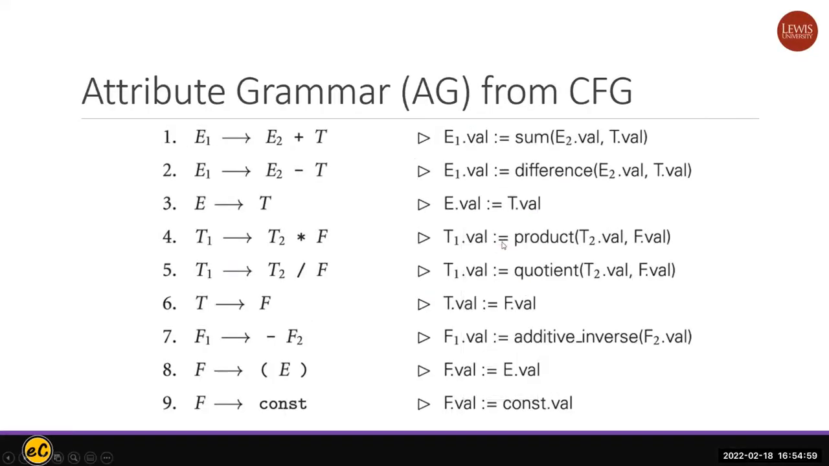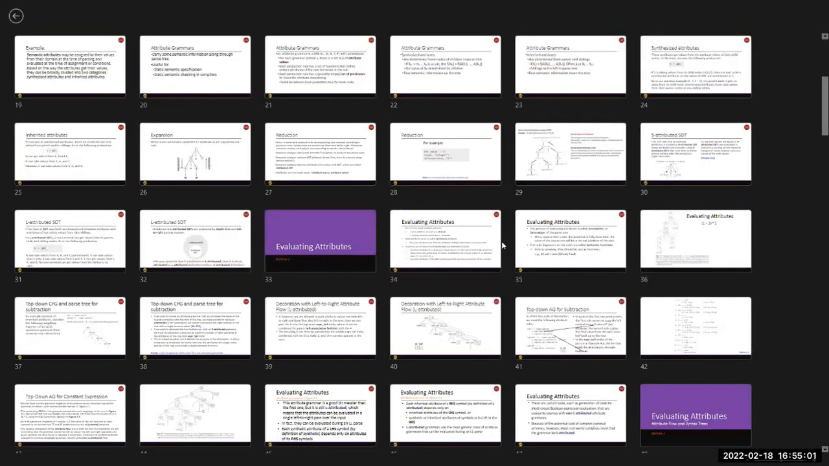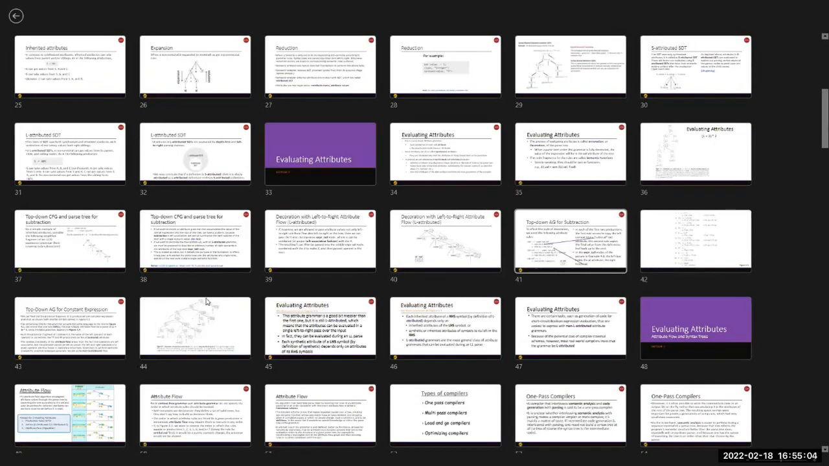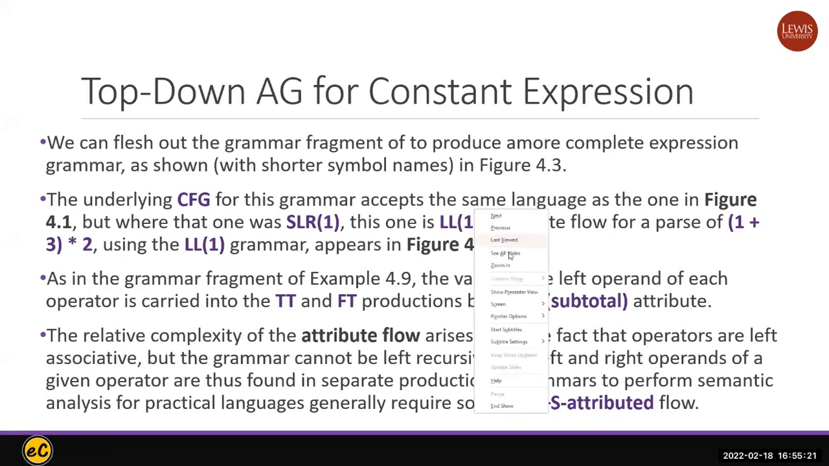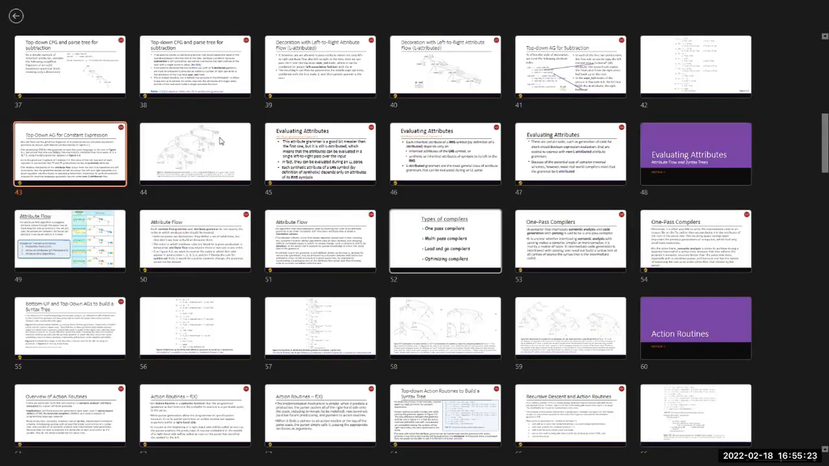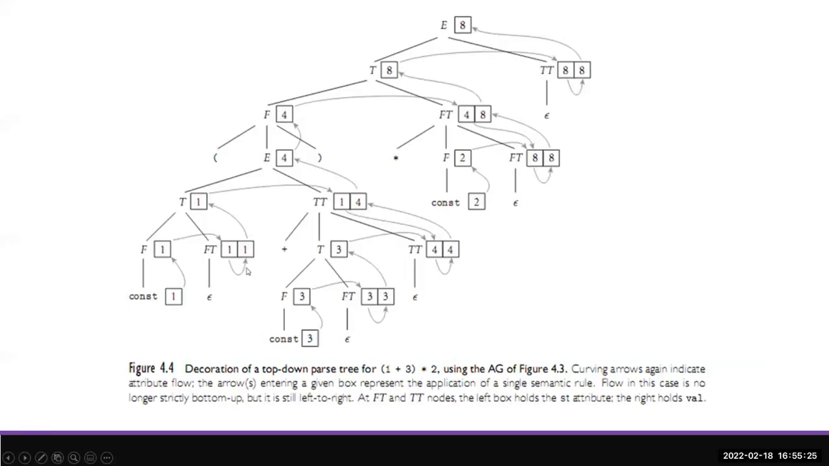This one is the attribute grammar. You can also use the one we have to decorate it. That's 4.1. But where we allowed SLR, this one is LL1. Here is the attribute flow for parsing 1 plus 2 times 3 using the LL1 grammar. That one is shown here. So here we also have 1 plus 3 times 2.